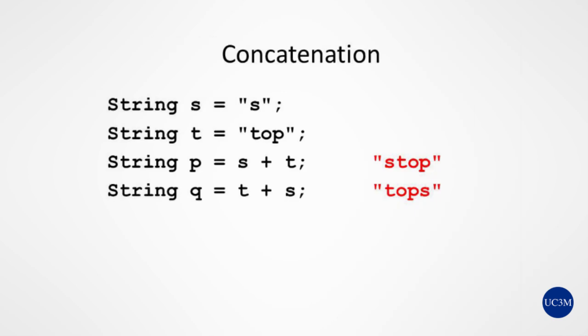Now, what are basic operations for strings? A very important one is the concatenation of strings. Given two strings, it returns a string that consists of one put next to the other. So if we have a string s whose value is the string s, and a string t with value string top, if we concatenate s and t in that order, we get the string stop, S-T-O-P. The string tops, T-O-P-S, however, is obtained concatenating the two strings the other way around.